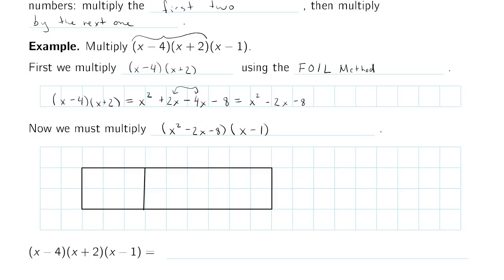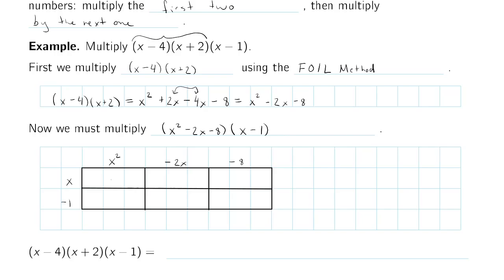In my rectangle, I'm going to have 3 columns for my 3-term polynomial, 2 rows for my 2-term polynomial. And when I have different numbers of terms, I'm always going to put the longer one across the rows to save myself rows on my paper. So across the top, I'll have x squared minus 2x minus 8. Down the side, I'll have x minus 1.